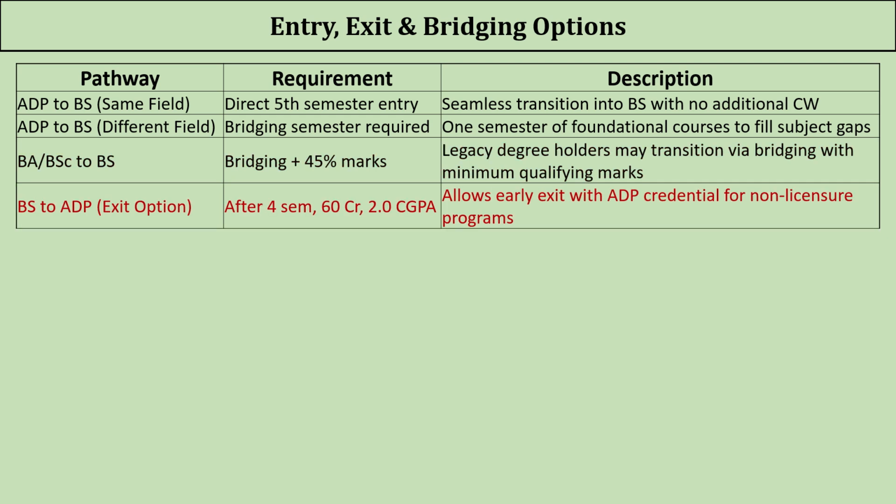Exit from BS with ADP. Students enrolled in a 4-year BS program can exit after 2 years if they have earned at least 60 credit hours, including 30 in general education, and have a minimum CGPA of 2, but only in non-professional fields.